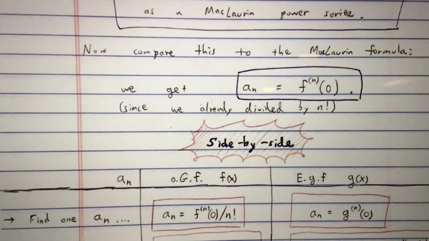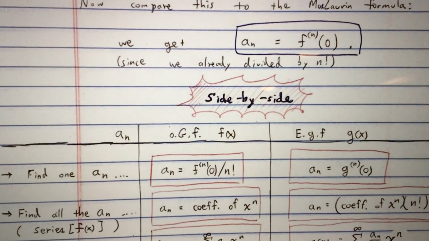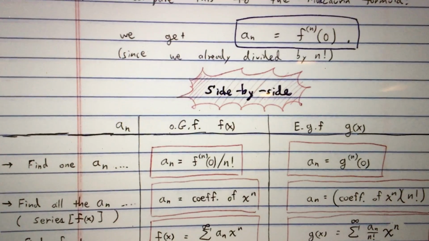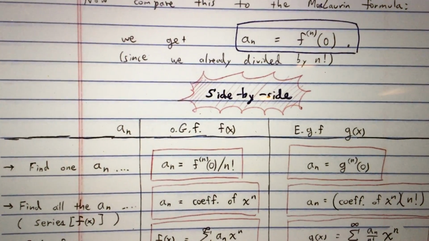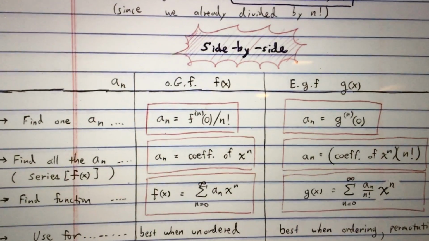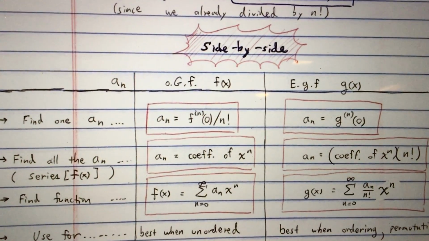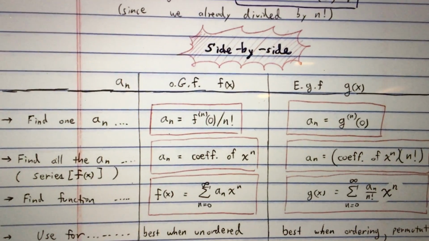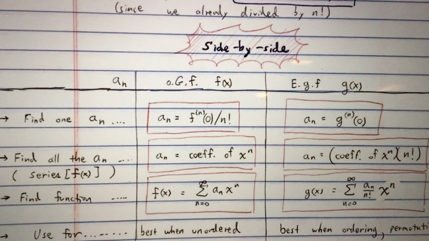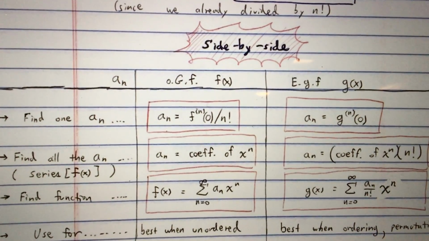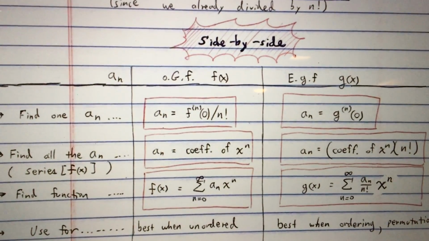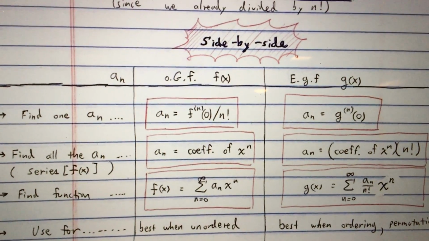So let's compare the ordinary generating function and the exponential generating function. And I'll start calling the exponential generating function g of x, just so that it's not so many f's running around. There's the two ways to find a sub n. For the ordinary generating function, you find a sub n by taking the nth derivative, plugging in 0, dividing by n factorial. For the exponential generating function, all you have to do is take the nth derivative, plug in the 0.